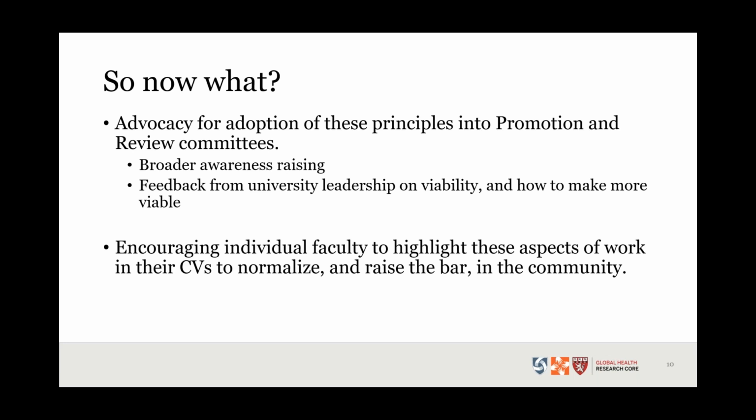On an individual level, I want to encourage anyone on this call to highlight these aspects of their work in their CV. So when I was going up for promotion, I was discouraged from putting certain things into my CV because it didn't fit into what is typically valued in promotion and review. But if we all put it in our CVs, then hopefully that normalizes what we expect to see within global health faculty conducting fair and equitable research.